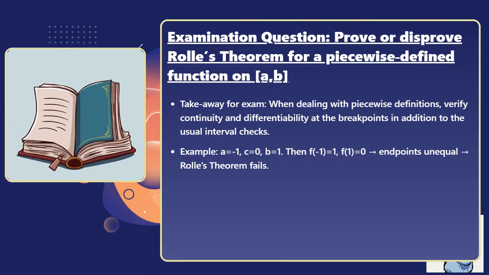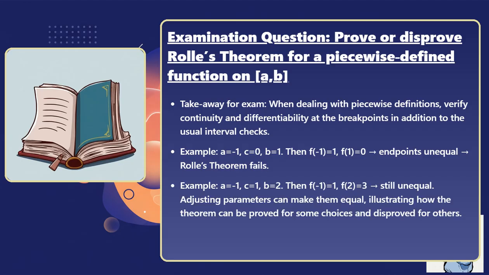For example, choose a equals -1, c equals 0, and b equals 1. Then f of -1 equals 1 and f of 1 equals 0, so the endpoint values are unequal and Rolle's theorem fails. Another example: take a equals -1, c equals 1, and b equals 2. Then f of -1 equals 1 and f of 2 equals 3, again unequal, so the theorem does not hold unless the parameters are adjusted to satisfy the equality condition.